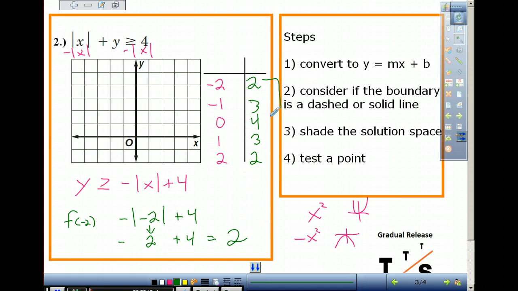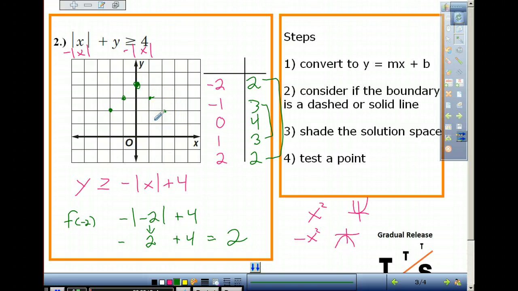Notice how there's symmetry in the table. Alright, and if you plot these, you have symmetry. We have 0, 4, 2, 3, 4. We have negative 1, 3, and positive 1, 3. So negative 1, 3, positive 1, 3. We have negative 2, 2, positive 2, 2.